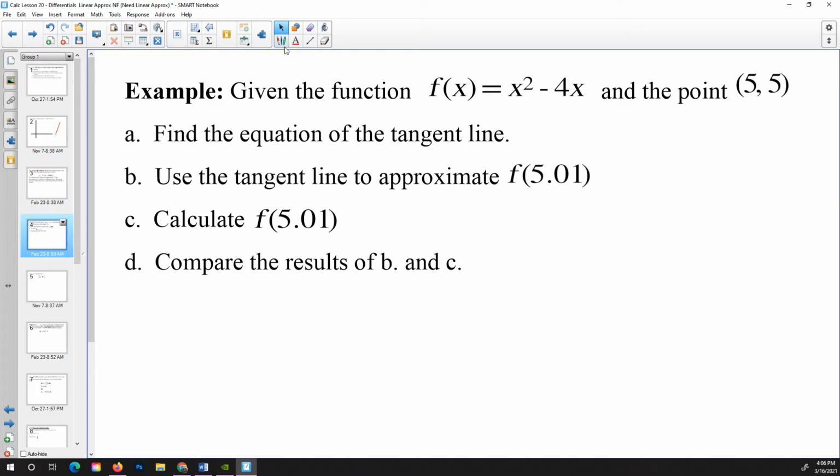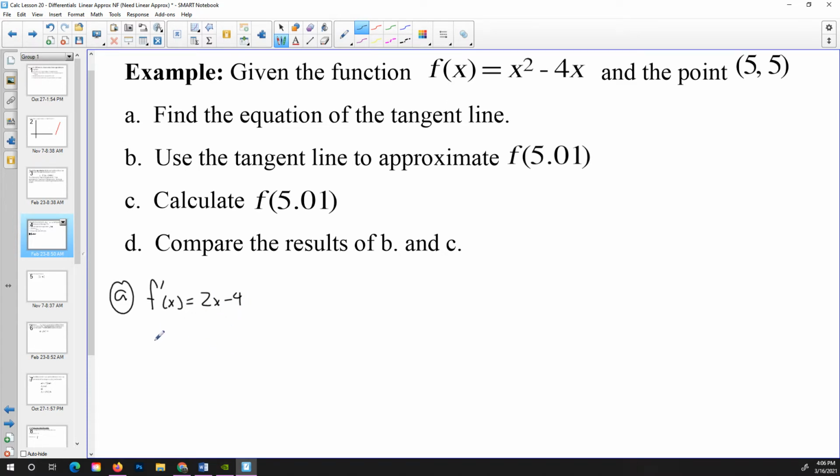So part A, the first thing we need to do is find the slope of the tangent line. So we need to do that by deriving f, and we'll get just 2x - 4. And so we can calculate f'(5), and it's this 5 right here, the value for x. So 2 times 5 minus 4, 2 times 5 is 10, minus 4 is 6.